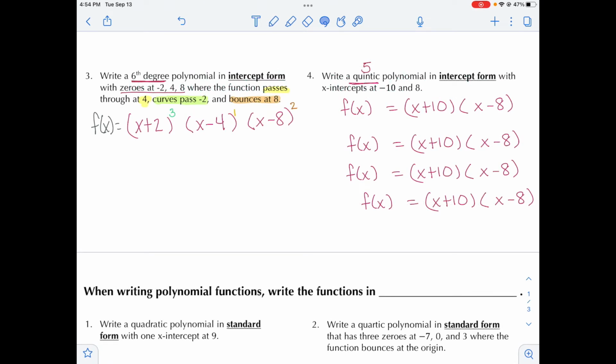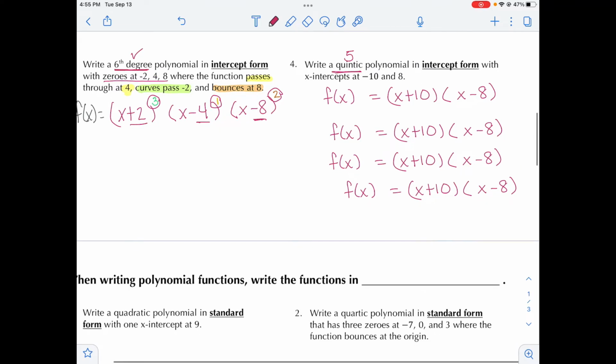So with number 3, we had a 6 degree. We had a negative 2, so I know that's a positive 2. We had a 4, so we know that's a negative 4, and we had an 8, so we know that's a negative 8. And when we look at what it's asking us, passing through 4, we know that exponent's going to be a 1. Curving past negative 2, which means that's going to be a cubic, and then bouncing at 8, that's going to be quadratic. And they all have to add up to 6, so 3, 4, 5, and 6, they do.